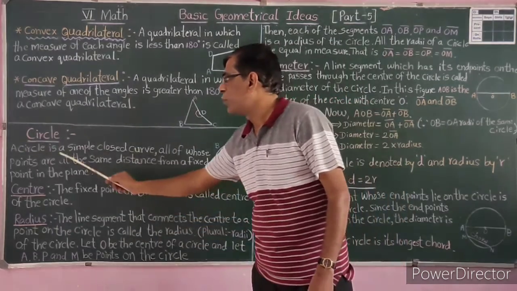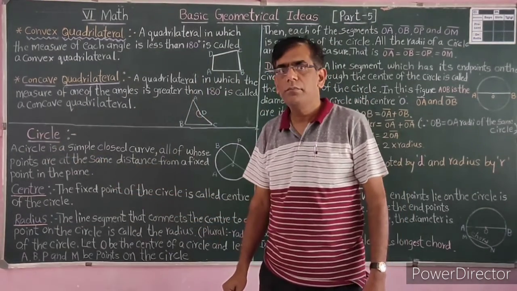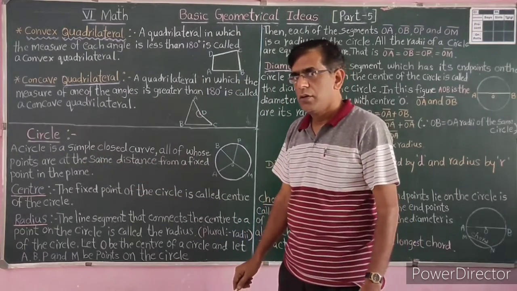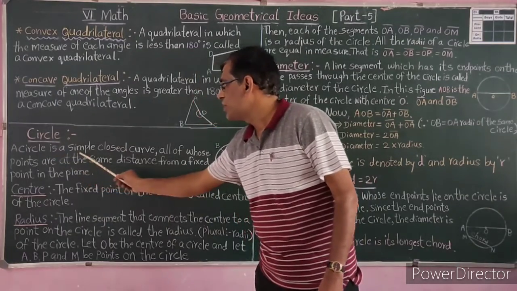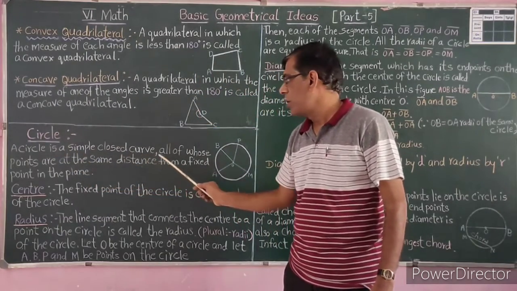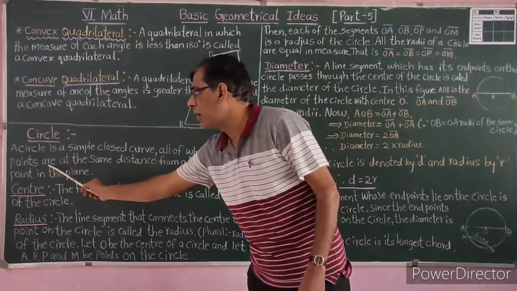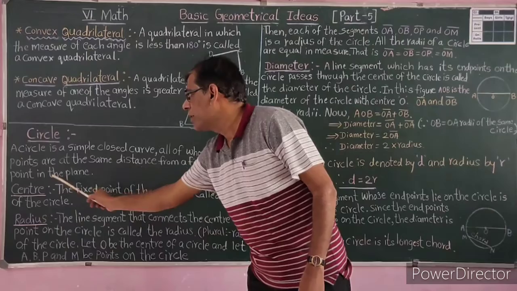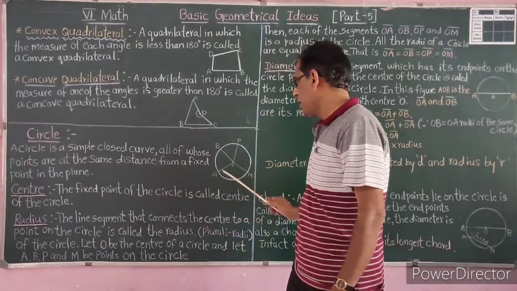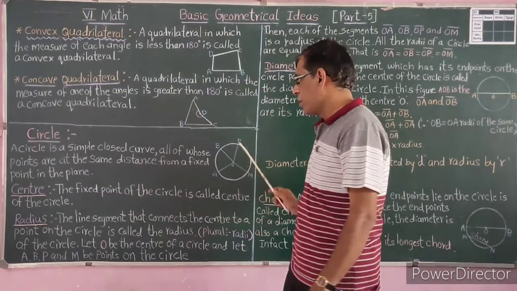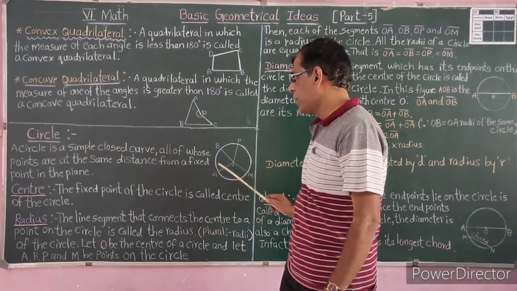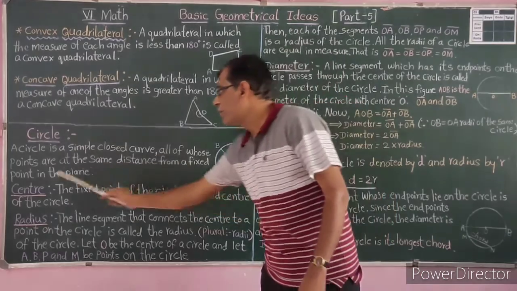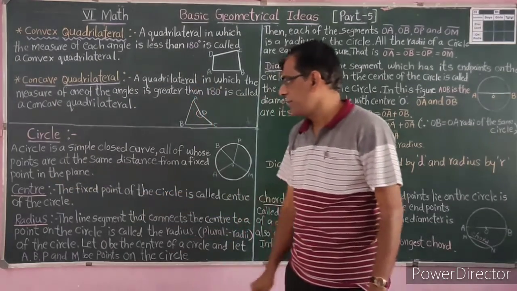Next, now we move to circle. A circle is a simple closed curve, all of whose points are at the same distance from a fixed point in the plane.